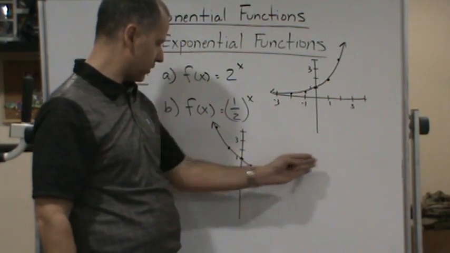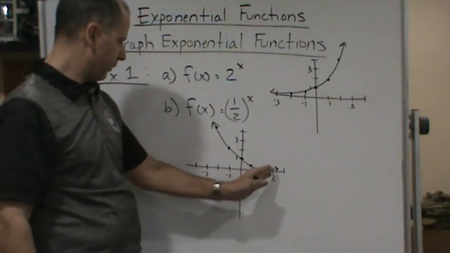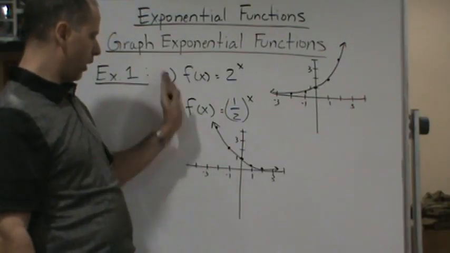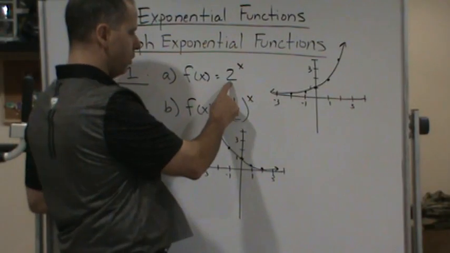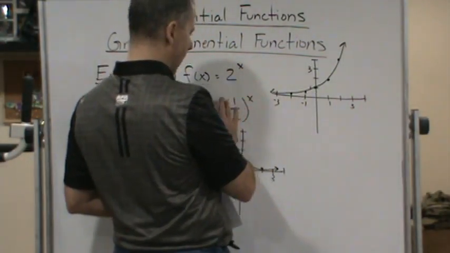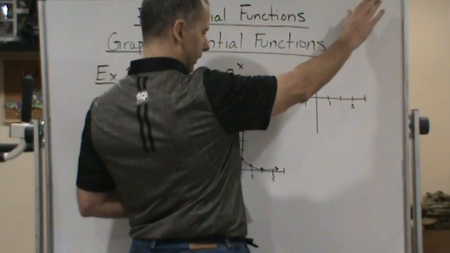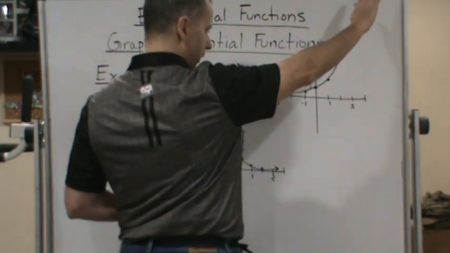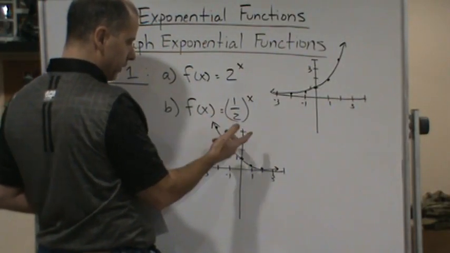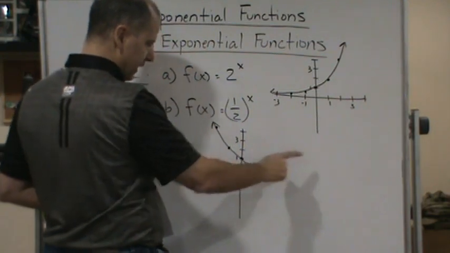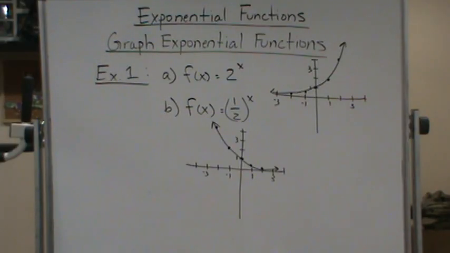So in this case here, when the base is 1/2, as x goes off to positive infinity, this is getting closer and closer to the x-axis. And when you go off to negative infinity, it's going off to positive infinity. Okay? So notice how when this is 2, bigger than 1, it's growing, right? It's an increasing function. When the base is less than 1, but bigger than 0, it's decreasing. Okay? So something to recognize.